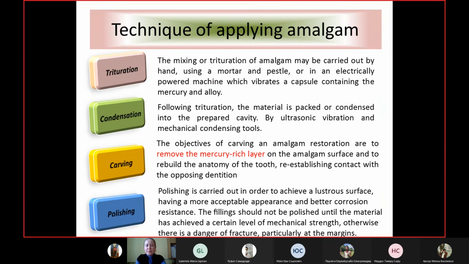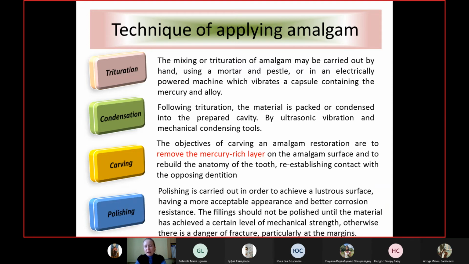Technique of applying amalgam. First of all, trituration or mixing. Specialized triturators are used for mixing the amalgam, or previously the amalgam was mixed by hand, but right now this technique is out of use. Basically, triturators and specialized encapsulated materials are used. Condensation. Following trituration, the material is packed or condensed into the prepared cavity by ultrasonic vibration and mechanical condensing tools.